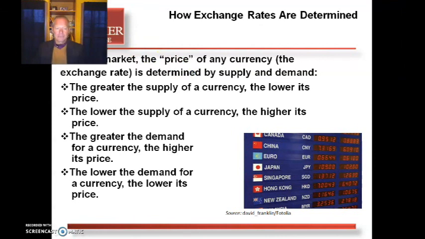So, in a free market, the price of any currency is based on supply and demand. The greater the supply of currency, the lower the price. The greater the demand for currency, the higher the price. It basically floats. It's like a stock. In the short term, it's all speculation. What do you think is going to happen? In the long term, it's all GDP, unemployment, stock market, inflation, and all those types of things.